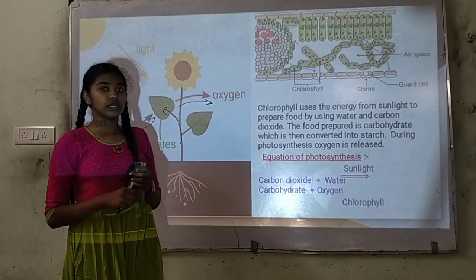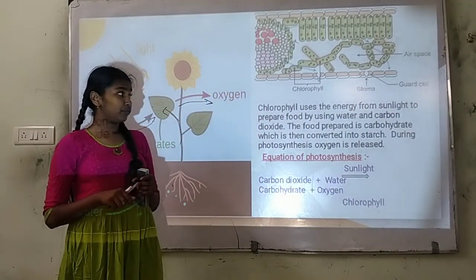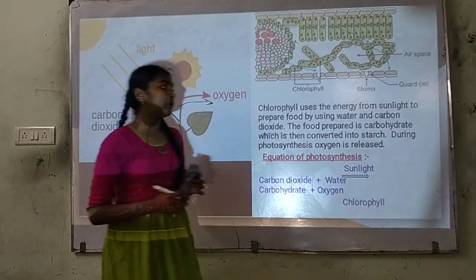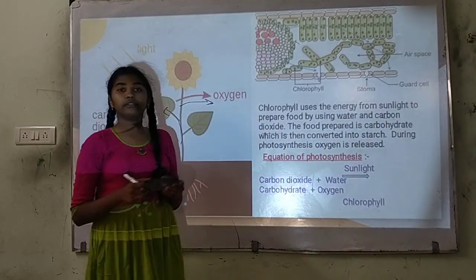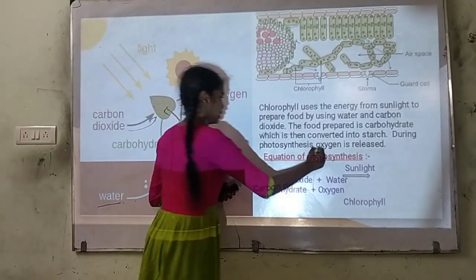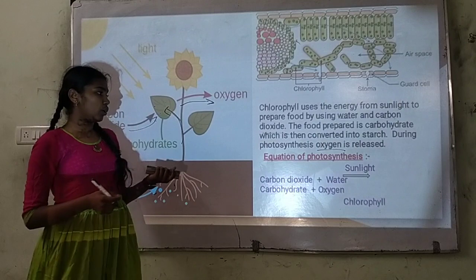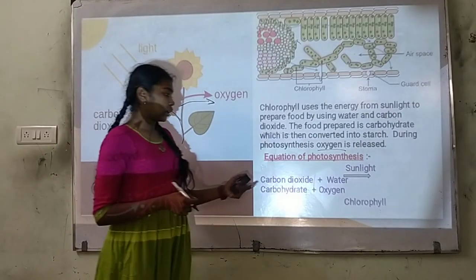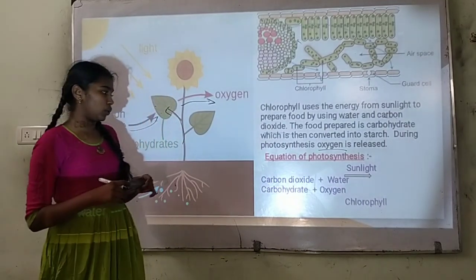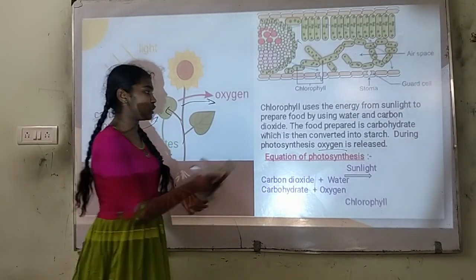Chlorophyll uses the energy from the sunlight to prepare food by using water and carbon dioxide. The food prepared is carbohydrate, which is then converted into starch. During this process, oxygen is released. The equation for photosynthesis is carbon dioxide plus water, in the presence of sunlight and chlorophyll, gives carbohydrates plus oxygen.